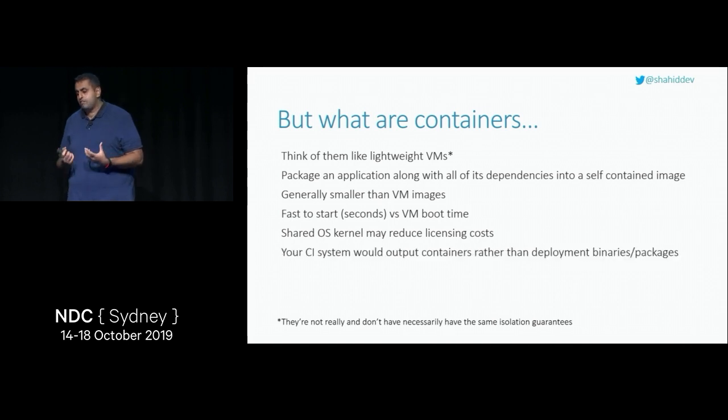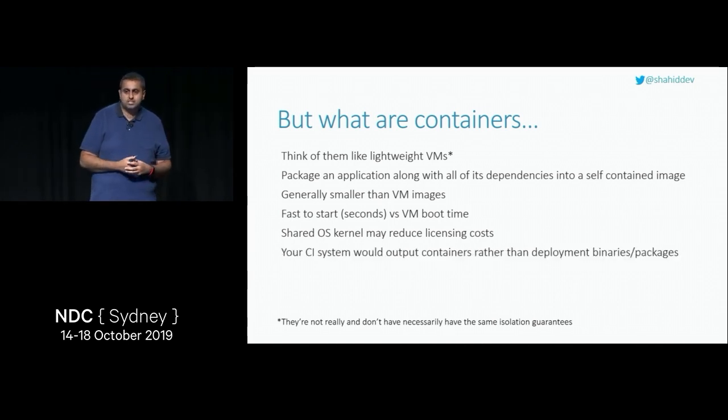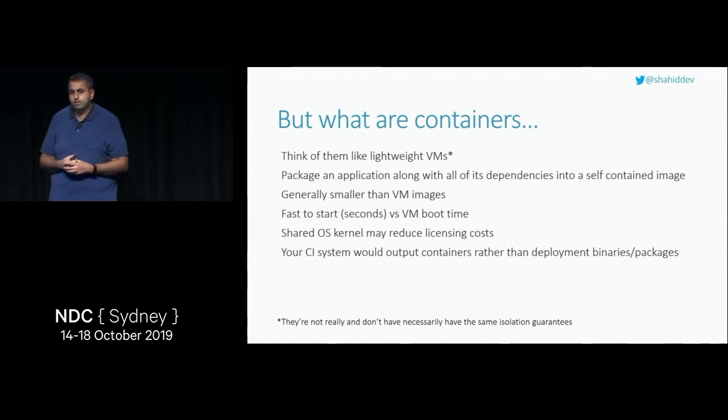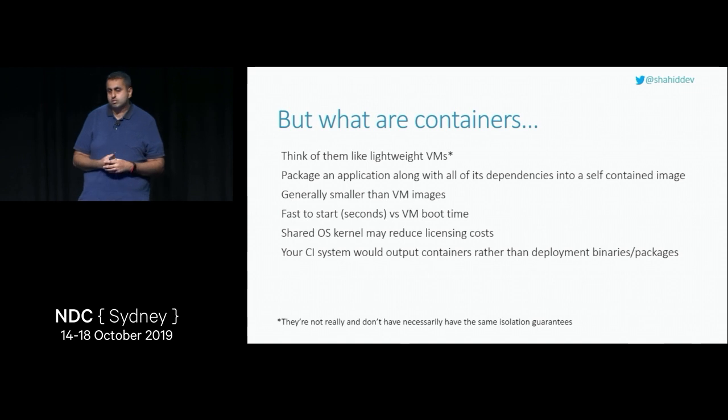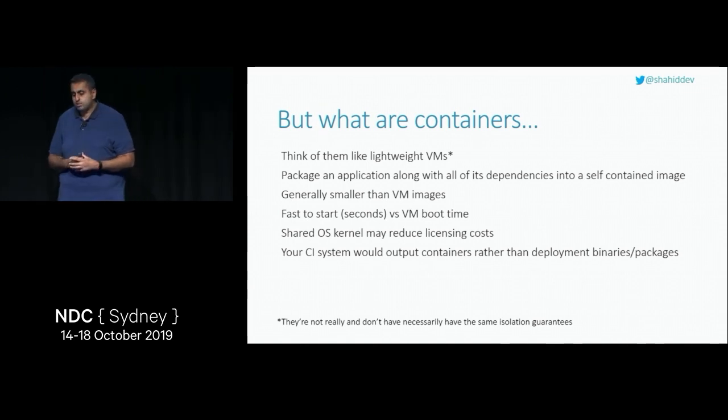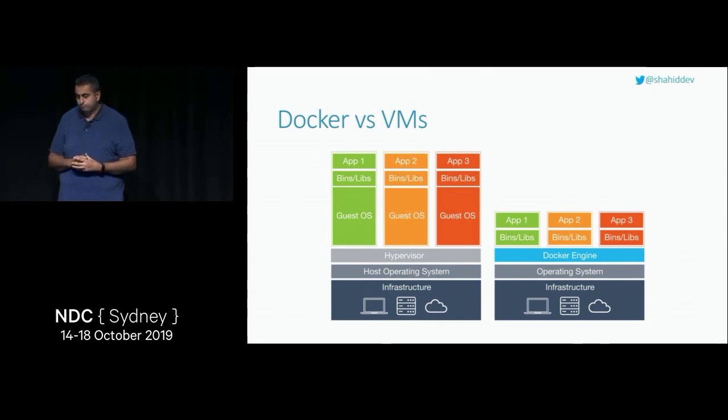One of the key differences when you switch to containers is your CI system is now going to be producing containers rather than your traditional build artifacts. So instead of MSIs or zip files, you're going to be producing containers. I said containers are like VMs, so let's have a look at a comparison.